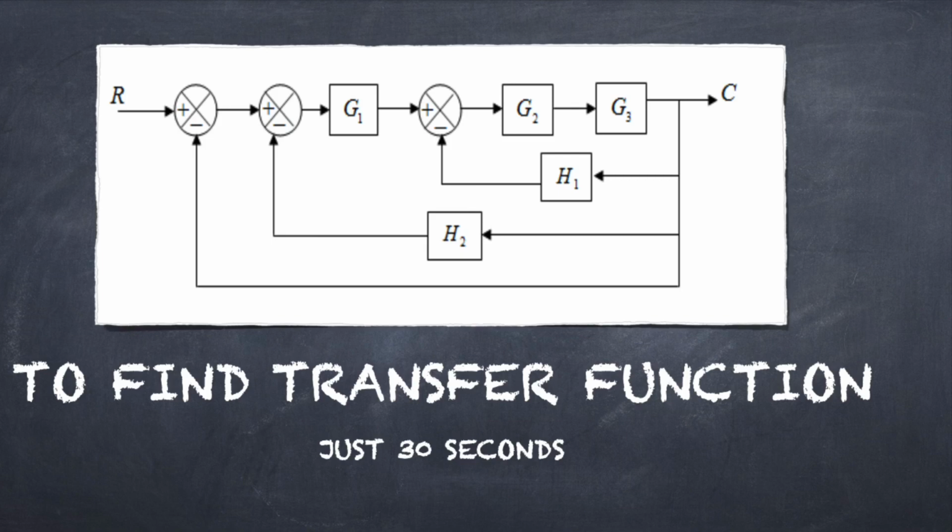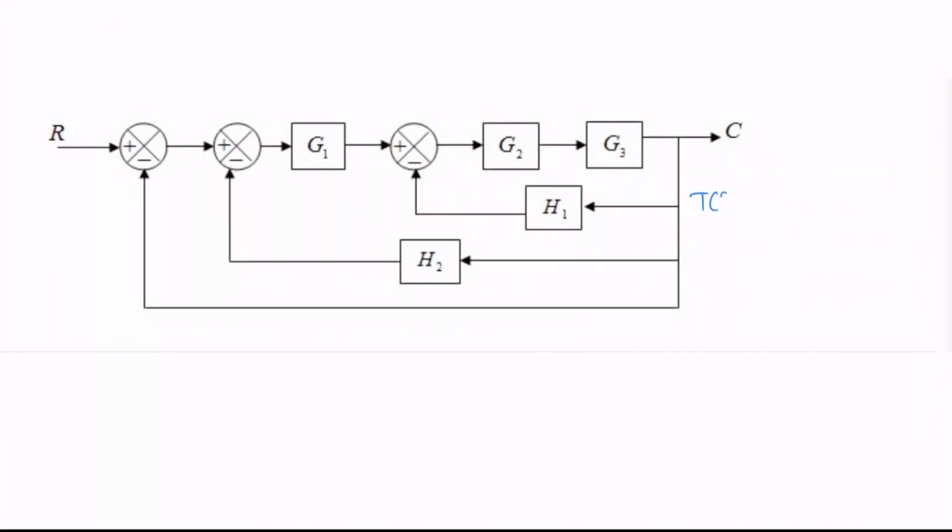Now we discuss finding the transfer function from the given block diagram, not using the traditional method, but using only a shortcut method. This shortcut method is very useful for the GATE exam and other competitive exams also. The transfer function T(S) is defined as the ratio of the Laplace transform of output to the Laplace transform of input. In the shortcut method, the numerator is the forward path gain and the denominator is the feedback gain.